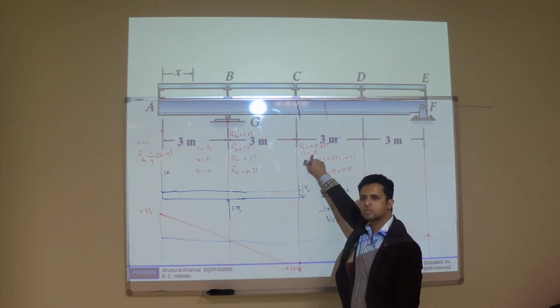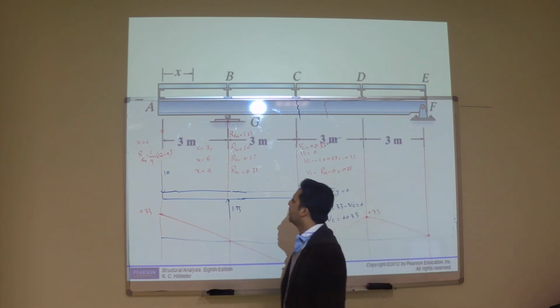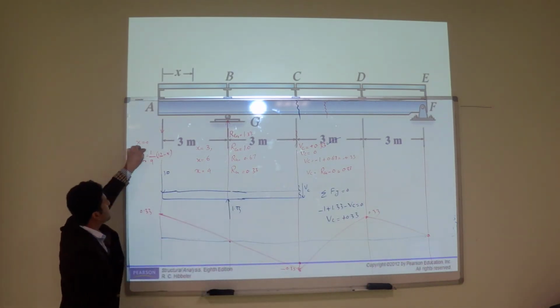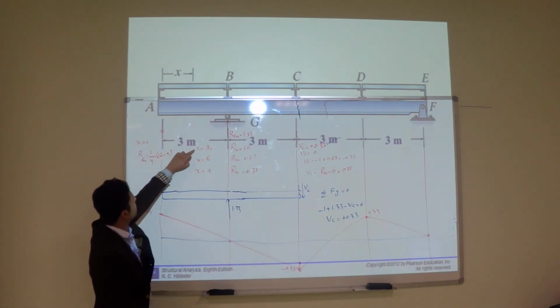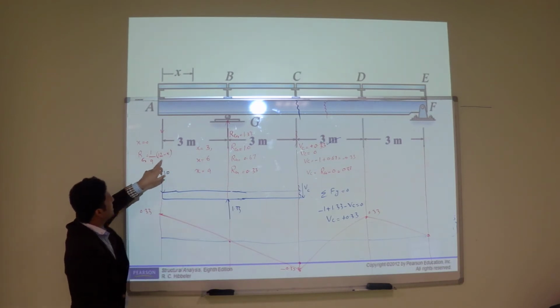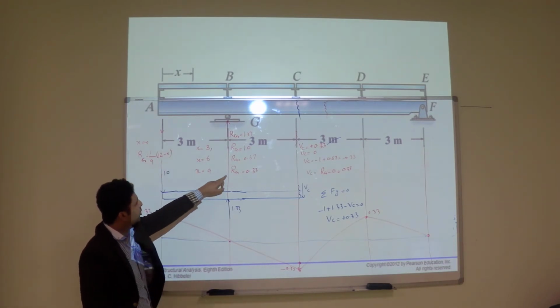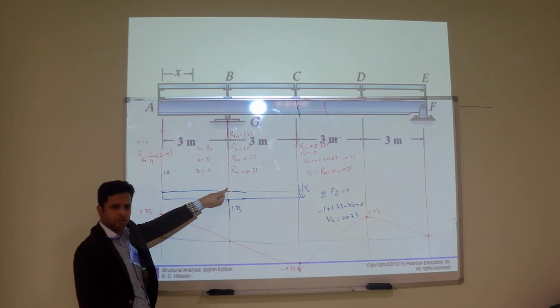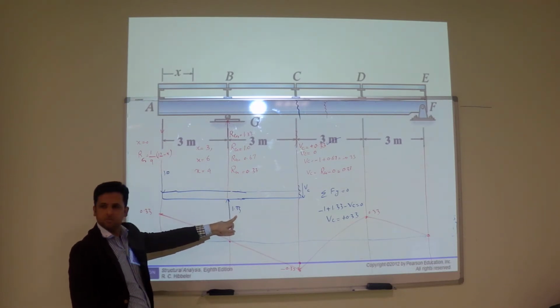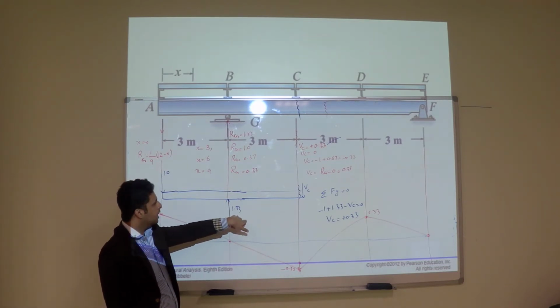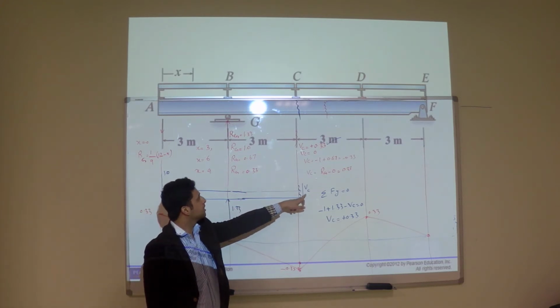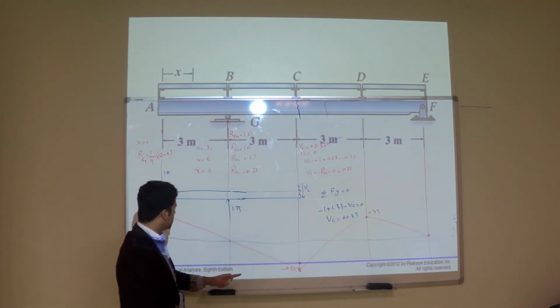0. 1 minus 1. If X is 3 meters, it means your load is now at this point. How much will be the reaction? 1. And how much will be VC? 0. So 0.